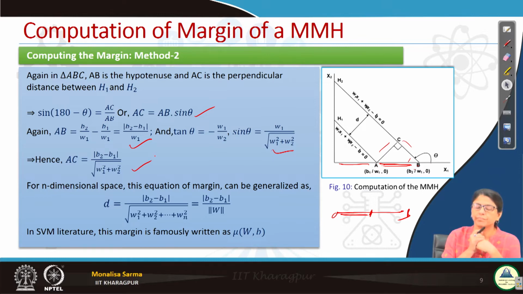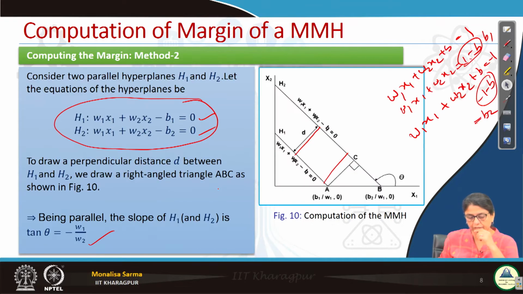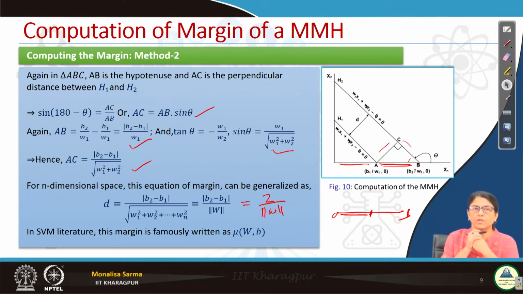So this is my AC. AC is equal to the magnitude of B2 minus B1 divided by the square root of W1 square plus W2 square. So what is B2 minus B1? B2 is minus 1 minus B, and B1 is 1 minus B. So B2 minus B1 is basically 2 by the norm of W, isn't it? We got the same thing here also. With the first method we also got the distance between the two hyperplanes, and using this next method also, this is what I got.